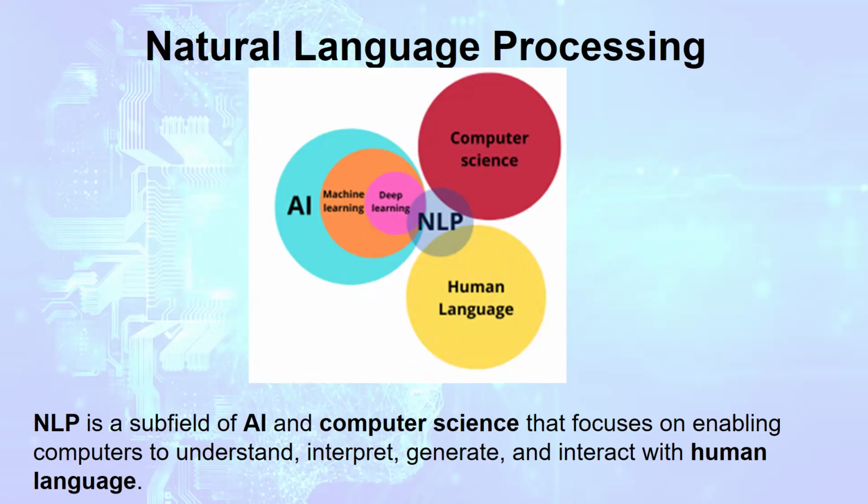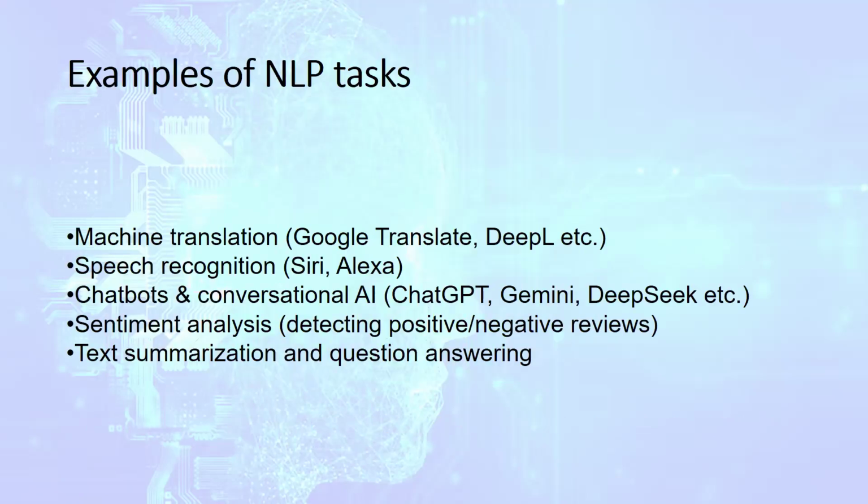Natural language processing is also based on machine learning methods, as we can see from this diagram. Also, of course, it has a very close relation to deep learning. So, typical examples of natural language processing include machine translation, like Google Translate, DeepL, etc., speech recognition systems, also very popular now, chatbots and conversational artificial intelligence like ChatGPT, Gemini, DeepSeek, etc. Such applications as sentiment analysis of text, text summarization, question answering, and many more.